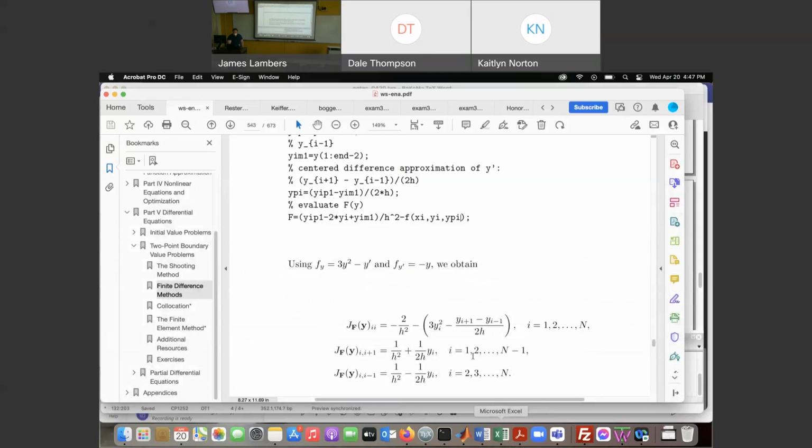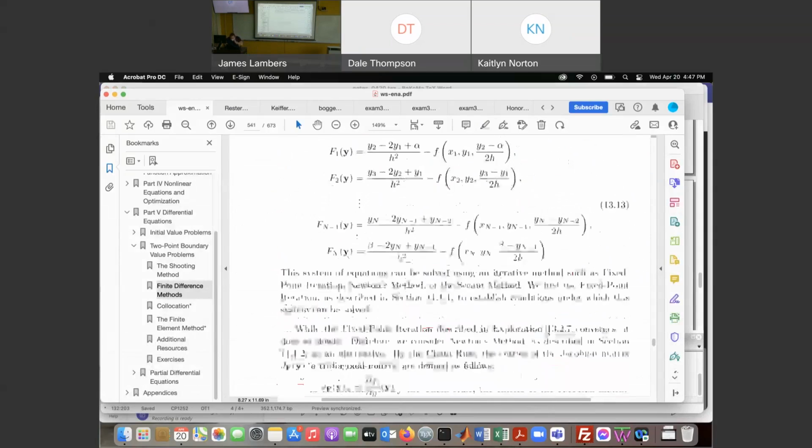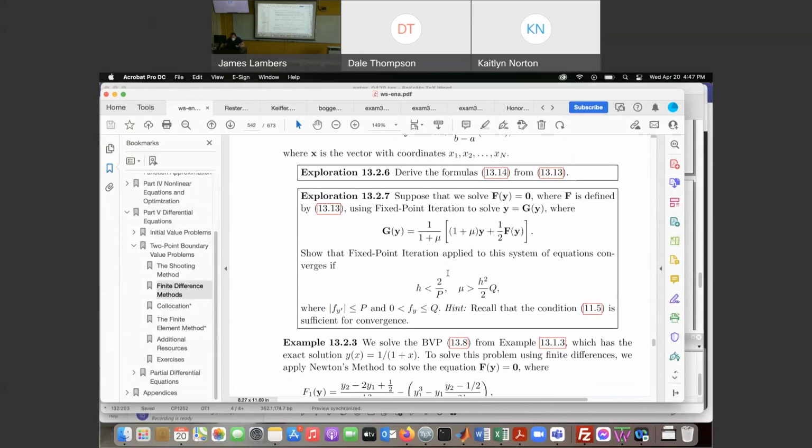And I haven't gotten into it here, but you're trying to solve this system. If you write it in this form, y equals g of y, where this is your function g, which has a rather unusual appearance, it turns out that if h is chosen sufficiently small and the parameter mu is chosen sufficiently large, then it can be proven that this fixed point iteration will converge.